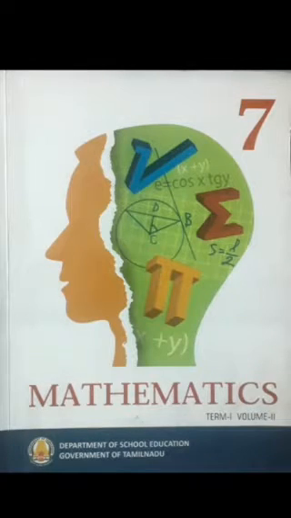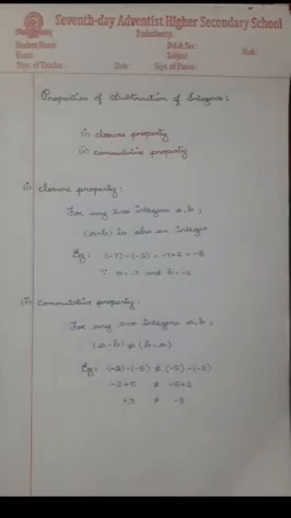Today we are going to learn about the properties of subtraction of integers, and also we are going to solve the problems of exercise 1.2, which includes some statement problems. Yes, properties of subtraction of integers. In properties of subtraction of integers, we have two properties. One is closure property and the other one is commutative property.